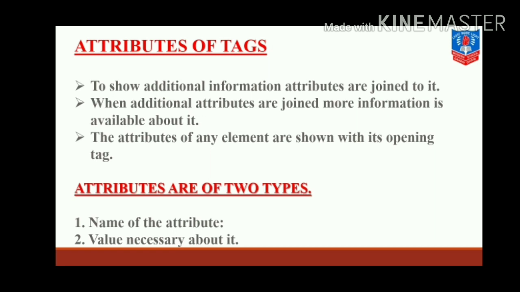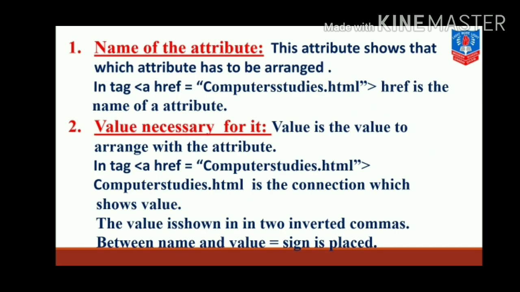Students, attributes are of two types: the name of the attribute, and the value necessary for it. Understood? First we will see the name of the attribute. This shows which attribute has to be applied. In the tag, a href equals computerstudies.html, href is the name of the attribute. Understood, children? href itself is the name of the attribute.